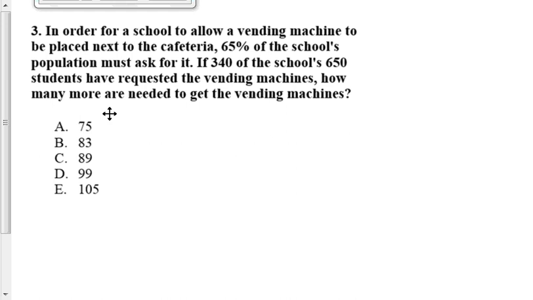In number 3, in order for a school to allow a vending machine to be placed next to the cafeteria, 65% of the school's population must ask for it. If 340 of the school's 650 students have requested the vending machines, how many more are needed to get the vending machines? All right, so what you need to know about percents is how to set up a percent equation.